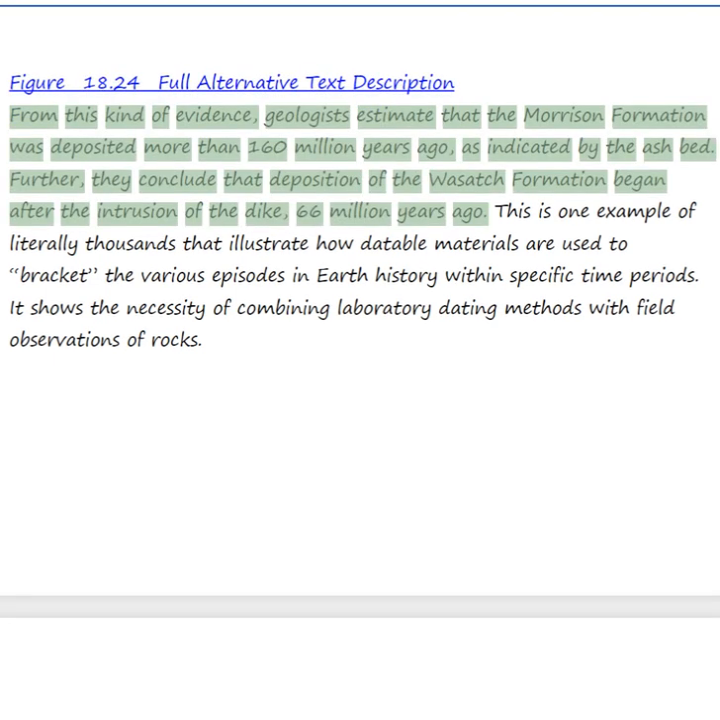From this kind of evidence, geologists estimate that the Morrison Formation was deposited more than 160 million years ago, as indicated by the ash bed. Further, they conclude that deposition of the Wasatch Formation began after the intrusion of the dike, 66 million years ago.